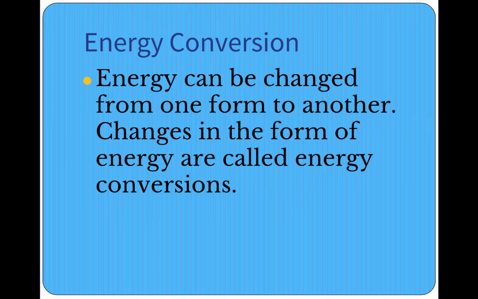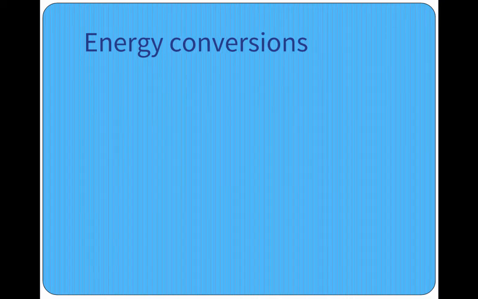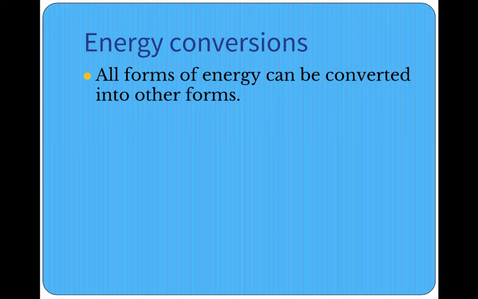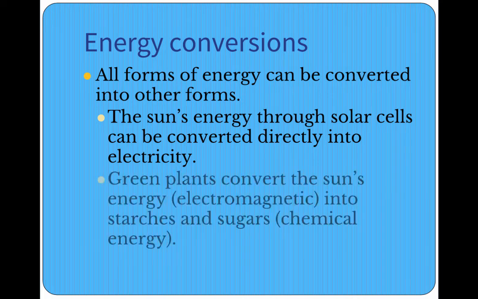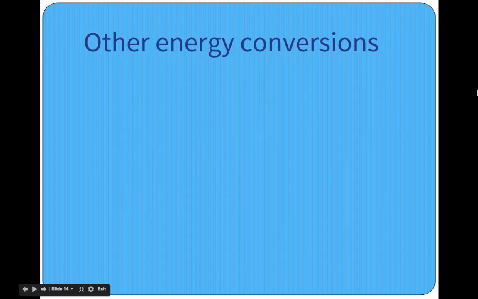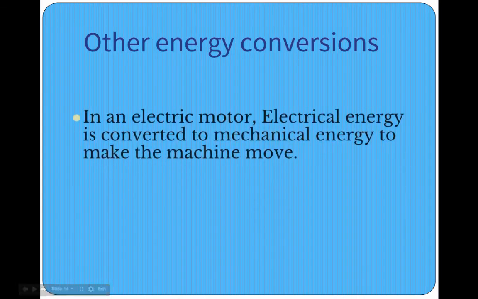Energy can be changed from one form to another. Changes in the form of energy are called energy conversions. All forms of energy can be converted into other forms of energy. The sun's energy through a solar cell can be converted directly into electricity. Green plants convert the sun's energy, which is electromagnetic energy, or radiant energy, into starches and sugars that become chemical energy. Let's look at some other energy conversions.